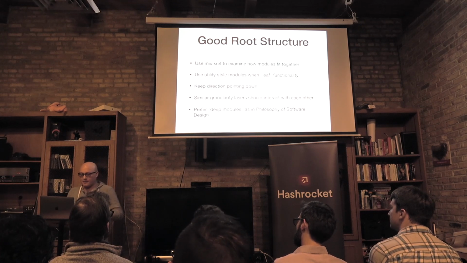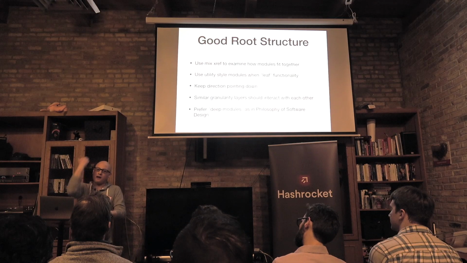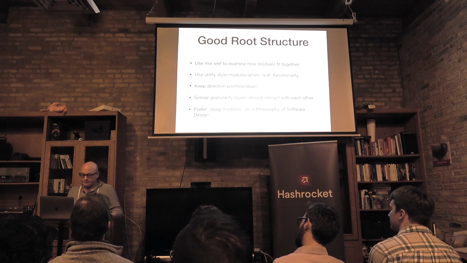And I think that keeping the directions pointing down is really good. If you're calling a function, having it not have to reach back up the tree just leads to easier refactoring down the road, because then you can chop off one of the branches and not worry about how it's going to affect things.